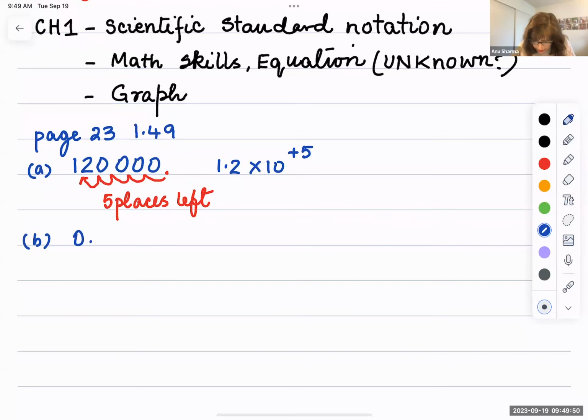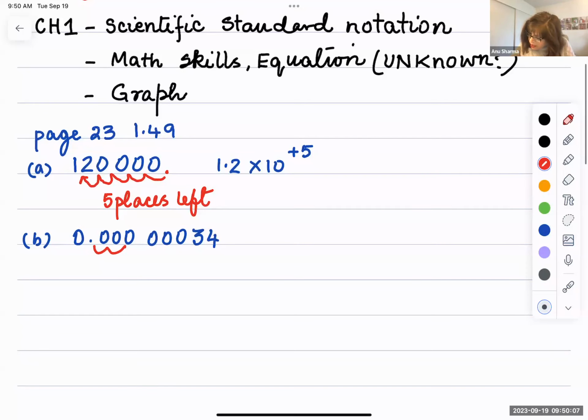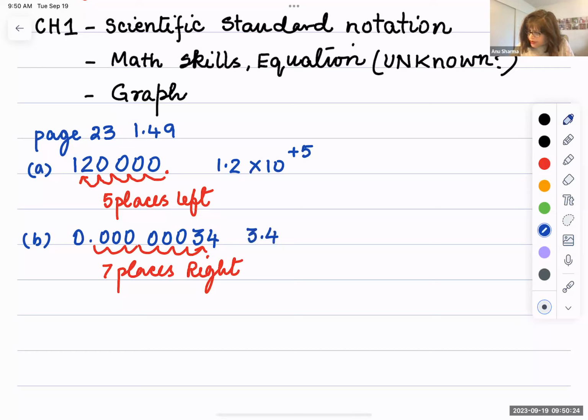It is 0.0000034. Now here write the answer in scientific notation. So this is 1, 2, 3, 4, 5, 6, and 7. So you moved it 7 places to the right. In this case, the answer now becomes 3.4 times 10 to the power negative 7. Okay, so that's one piece.